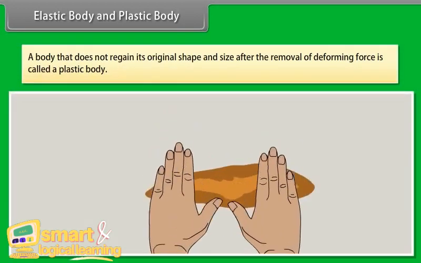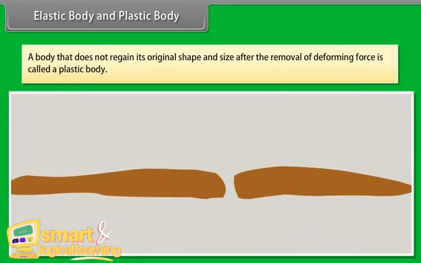A body that does not regain its original shape and size after the removal of deforming force is called a plastic body.